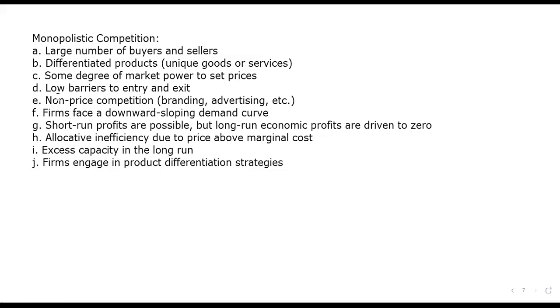The firms face a downward sloping curve. In the short run, profits are possible. In the long run, they are almost driven to zero. Allocative efficiency does not exist because the price is above the marginal cost. There's excess capacity in the long run, and firms engage in product differentiation strategies. So these are the characteristics of what? Monopolistic competition. Then we go to the characteristics of oligopoly.